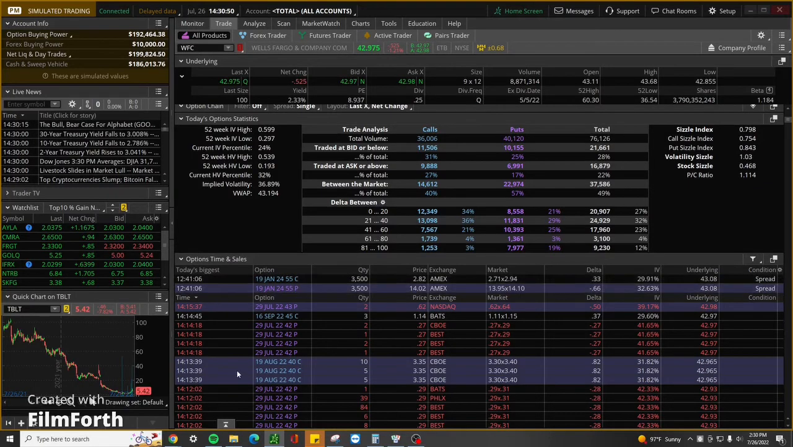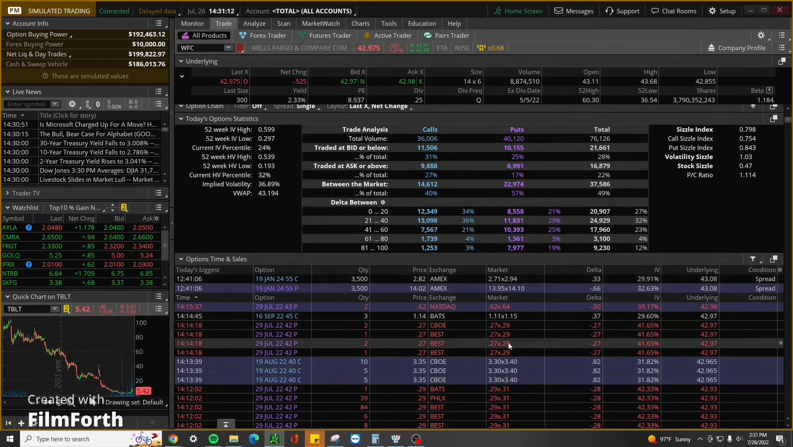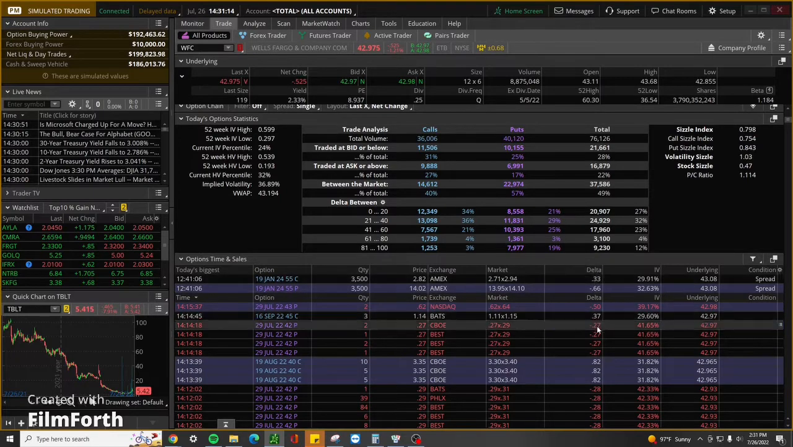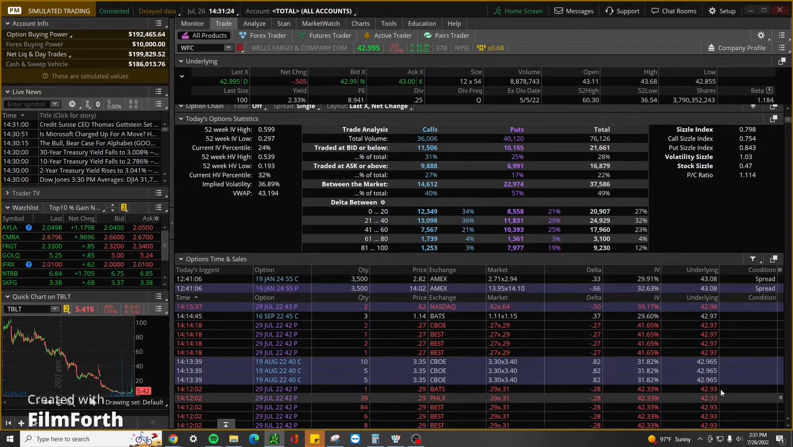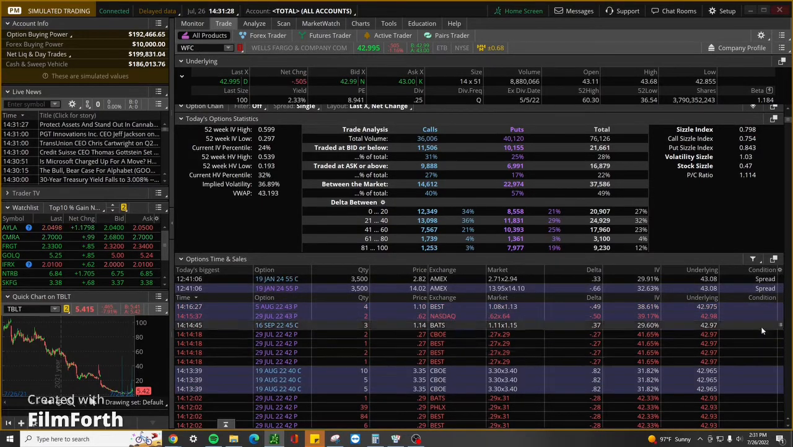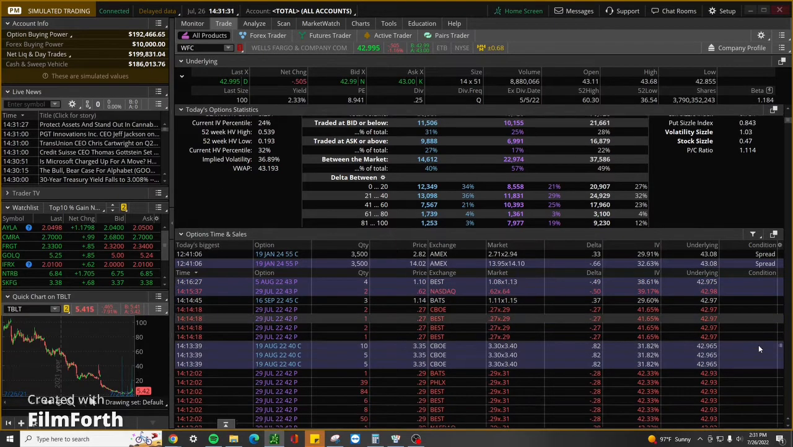Now, the columns in this section will show you the timestamp of these particular orders, the series, the quantity, price, the exchanges, the market bid ask. It shows you the delta at the time of execution, the implied volatility at the time of execution, and it shows you the price of the underlying stock at the time of execution, as well as the conditions, whether it was a spread or just a regular call or put.